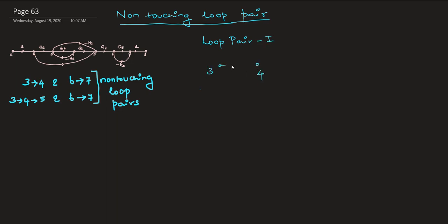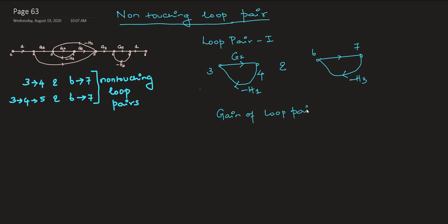And for non-touching loops, it is the opposite case. Both the loops don't share any nodes in common, which is the case with 3, 4 and 6, 7, and 3, 4, 5 and 6, 7. Good. So if you see these two pairs, 3, 4 and 6, 7, and 3, 4, 5 and 6, 7, then that is your non-touching loop.